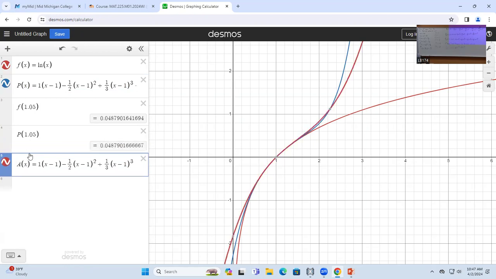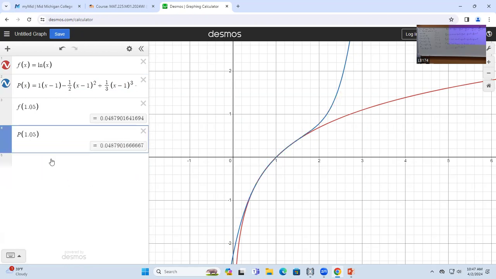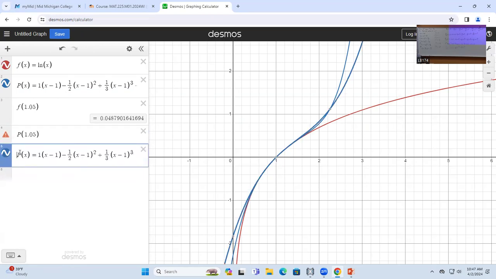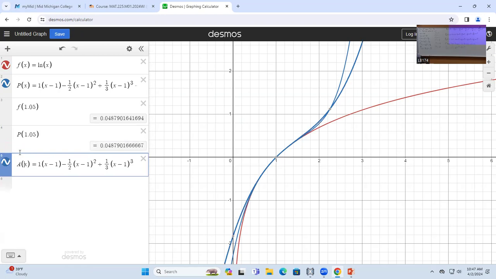Let's do A. Good. I keep hitting the wrong thing. Trying to hit that. Okay.